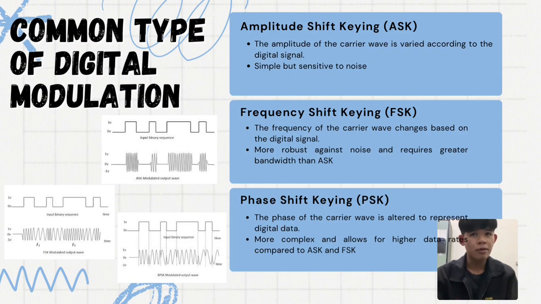These are some common types of digital modulation. First, we have ASK, amplitude shift keying. The amplitude of the carrier wave is varied according to the digital signal. Simple but sensitive to noise.